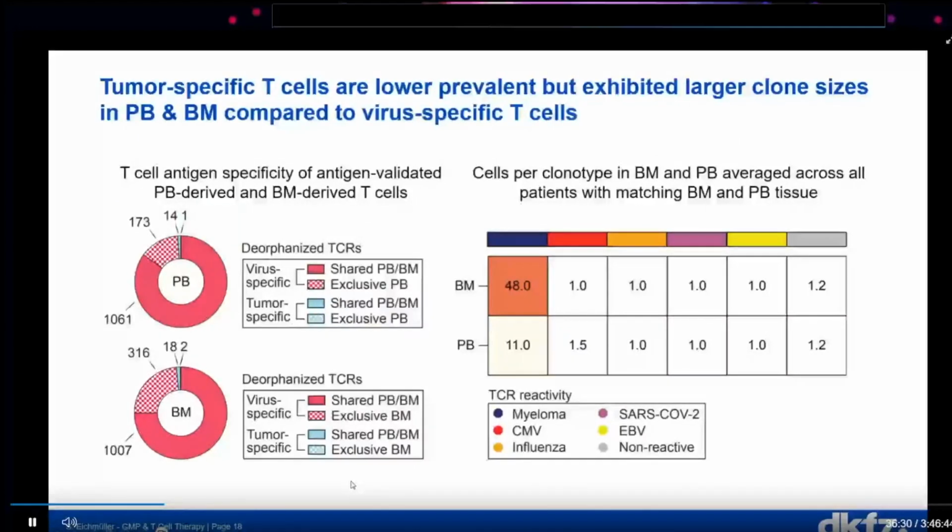Okay, so tumor-specific T cells are in our experiments lower prevalent, but exhibited larger clone sizes, both in the peripheral blood and in the bone marrow compared to virus-specific T cells. So we could analyze now, of course, these T cells or these TCRs within the sequencing data.